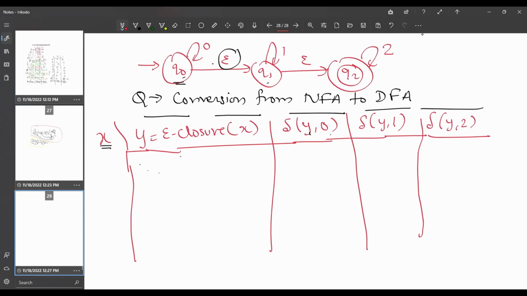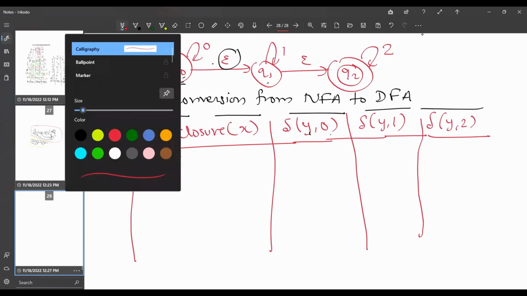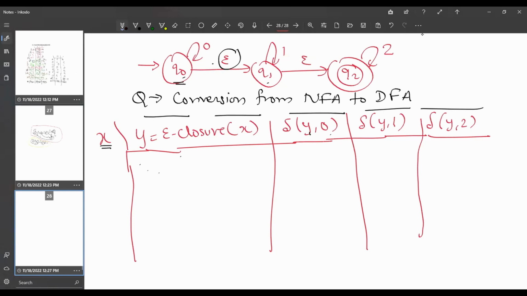Today we will convert NFA with epsilon moves to DFA. Now we will start with X. In this case, what will be X? Here we will start with the initial state, that is Q0, as X. So we will write Q0.